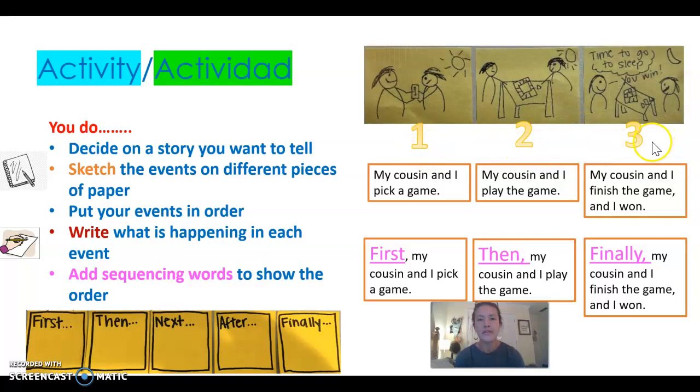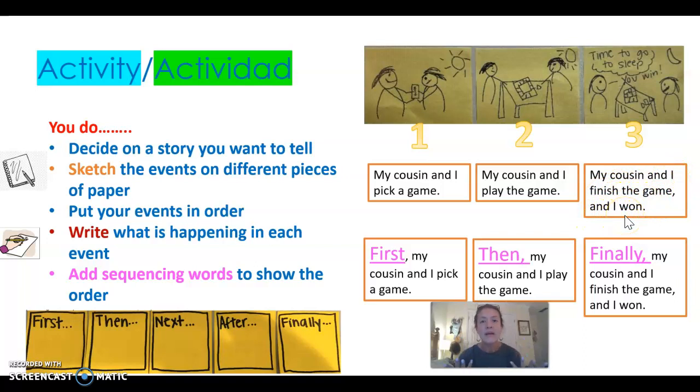So after I put my events in order, I went in and I wrote what happened in each event. So for the first event, I drew my cousin and I picking a game. So I wrote, my cousin and I pick a game. My second event was my cousin and I playing the game. So I wrote, my cousin and I play the game. My last event was my cousin and I finishing the game. So I wrote, my cousin and I finished the game and I won.